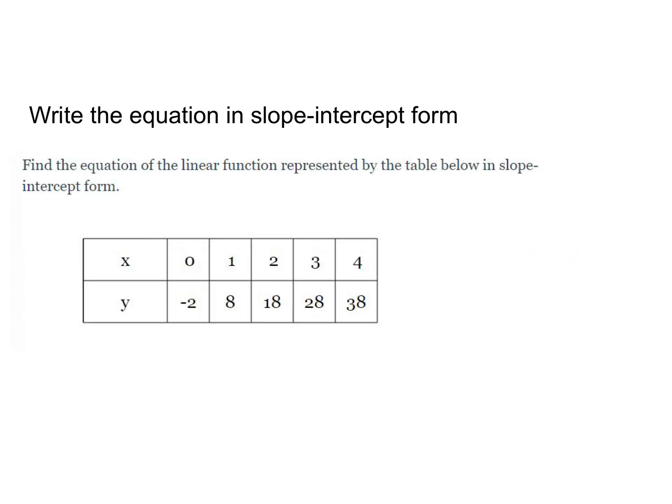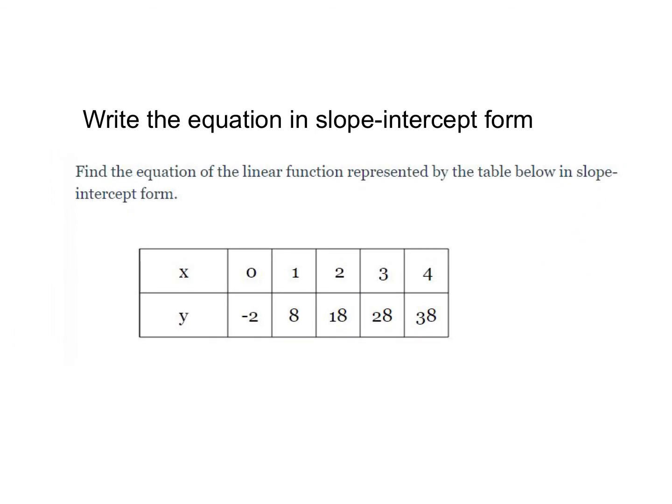Next page, write the equation in slope-intercept form. So now remember, all lines are y equals mx plus b. So we've been tasked with finding two things. We want to find the slope of this line and where it crosses the y-axis. I'm going to draw a set of axes just to show you. Here's your x, here's your y.